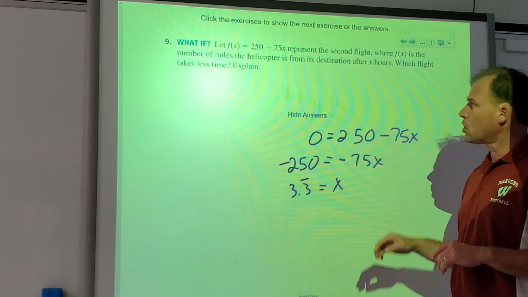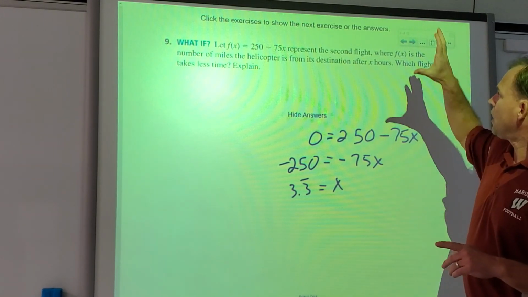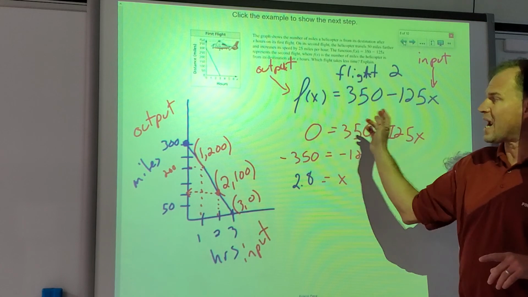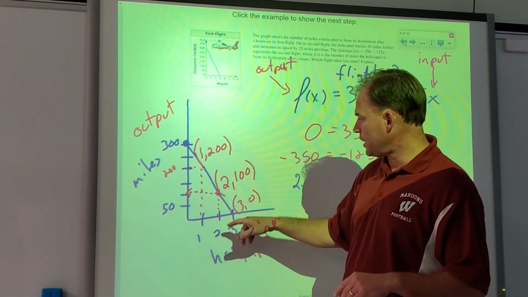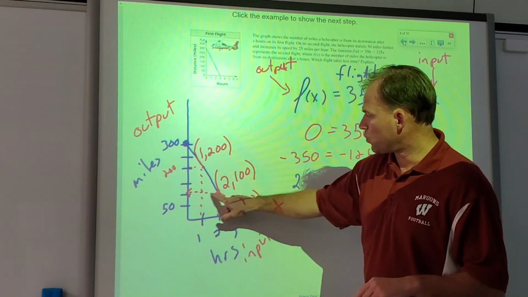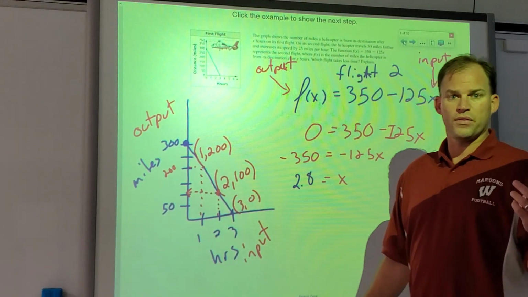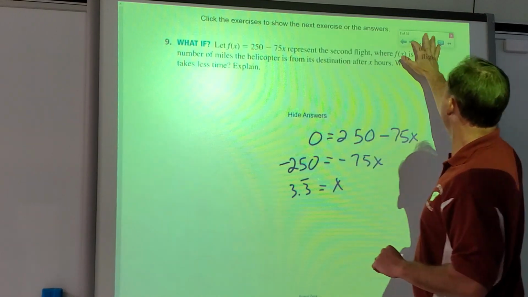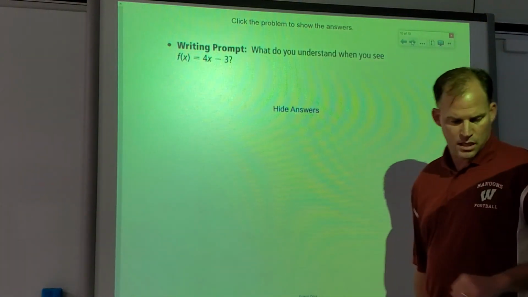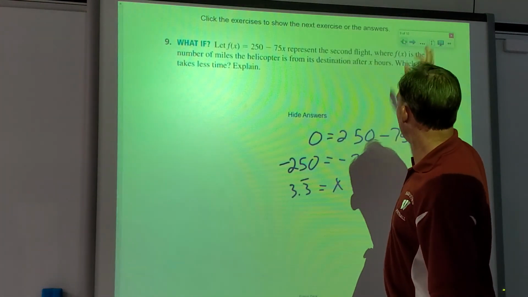Okay, so this one would be longer than either of the other two. All right. So again, understand how functions and graphs relate to each other. They're giving you pieces of information, looking and reading the graph with its input and output.